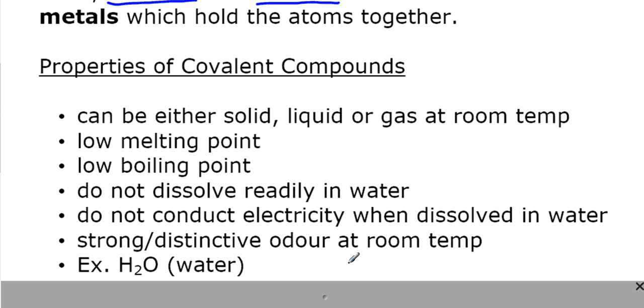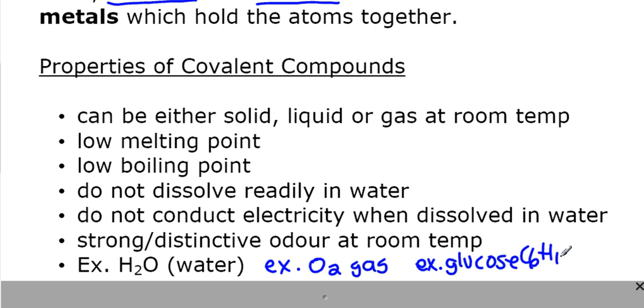An example you're probably familiar with would be water. There are lots of other things like gases, oxygen gas. They can get even more complicated though. They can be chemical formulas for different things like glucose, which has 6 carbons, 12 hydrogens, and 6 oxygens. So there's quite a variety here with covalent compounds. There are some features to look out for, but it's not as distinctive as ionic.